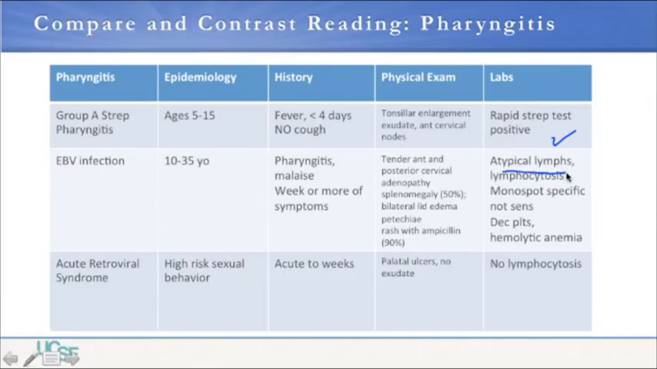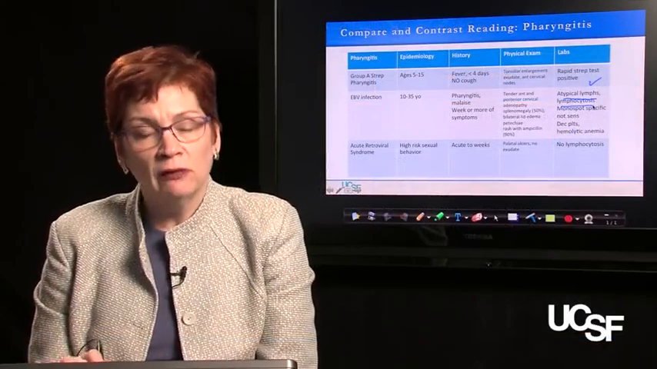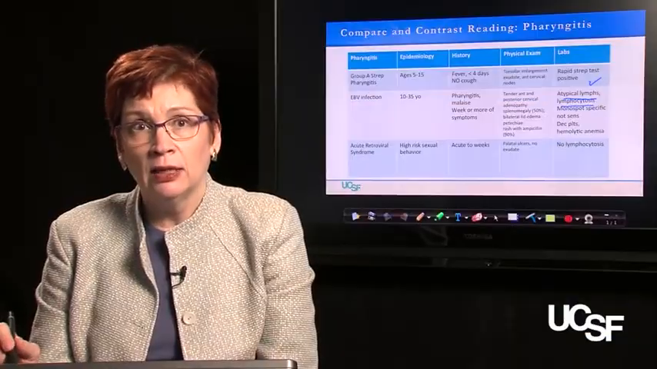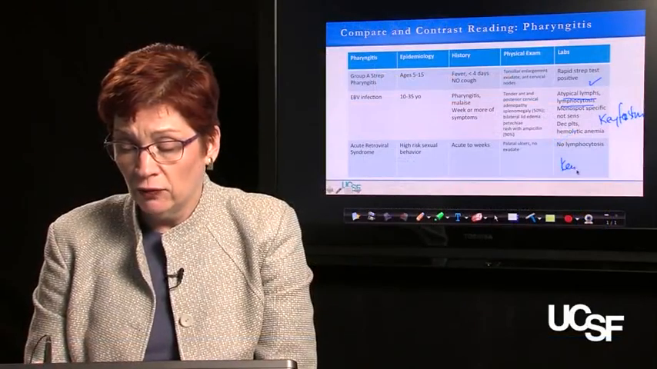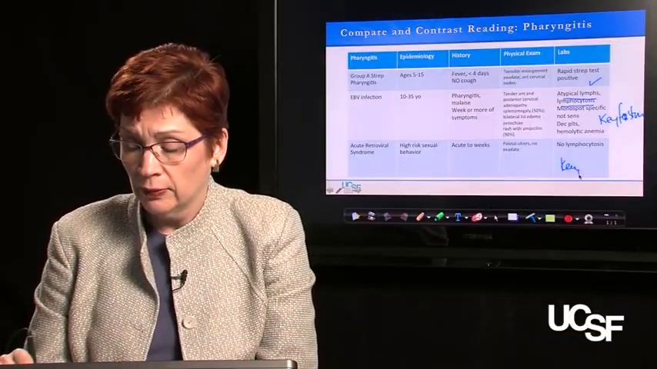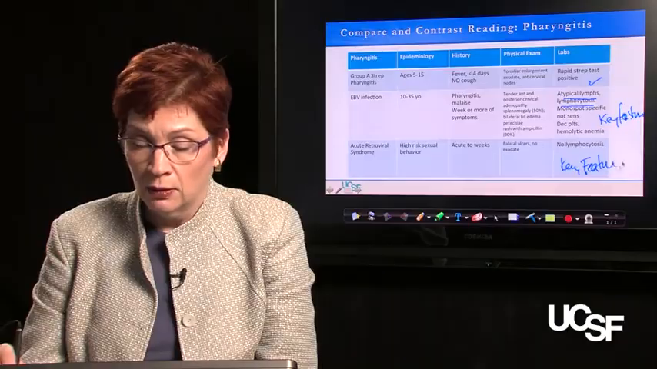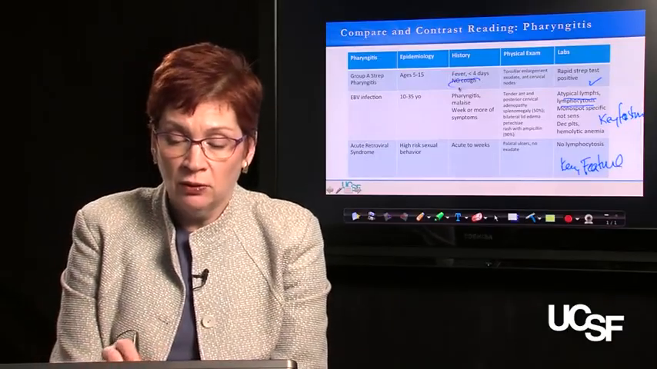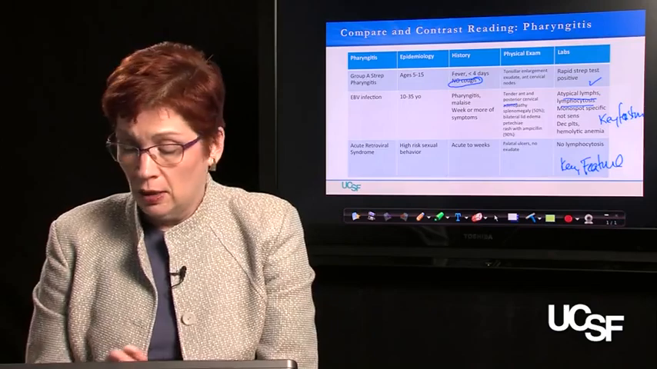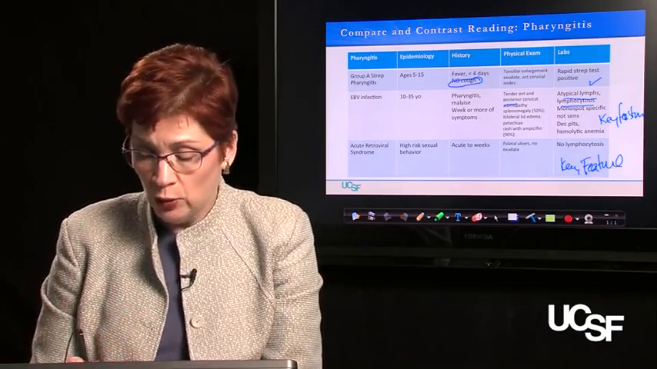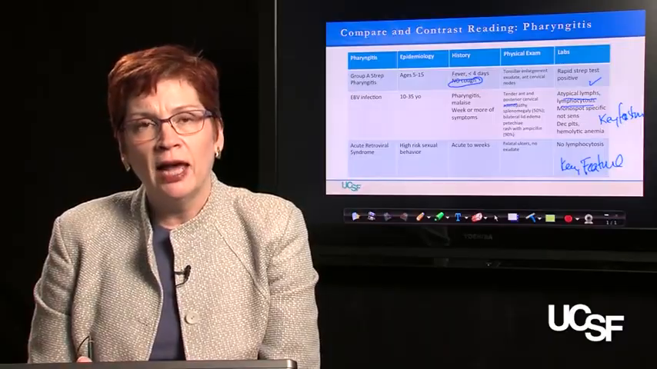Atypical lymphs and a lymphocytosis in this constellation of three diseases really means the diagnosis is Epstein-Barr virus. This is a key feature in this diagnostic triad. No lymphocytosis, or lymphopenia instead, is a key feature for acute retroviral syndrome. But we've had some other key features. No cough: group A strep pharyngitis. Posterior cervical adenopathy: Epstein-Barr virus infection. So that's what a compare and contrast reading chart completely filled out accurately would look like.